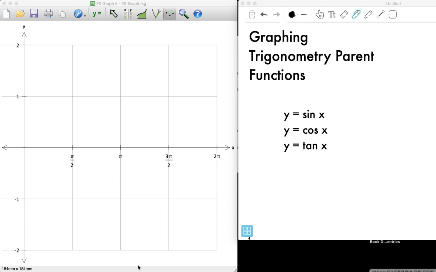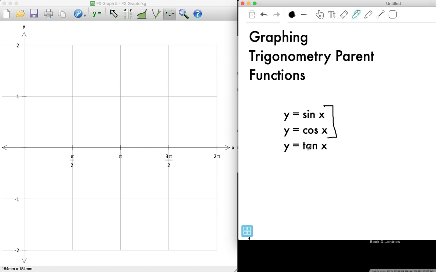It's intended for students in pre-calculus math 40S only, and we're looking at the trigonometry parent functions. Hopefully you've been over this with your teacher in class. This is just meant as a quick overview of what the parent functions look like. We're especially going to worry about sine x and cos x.